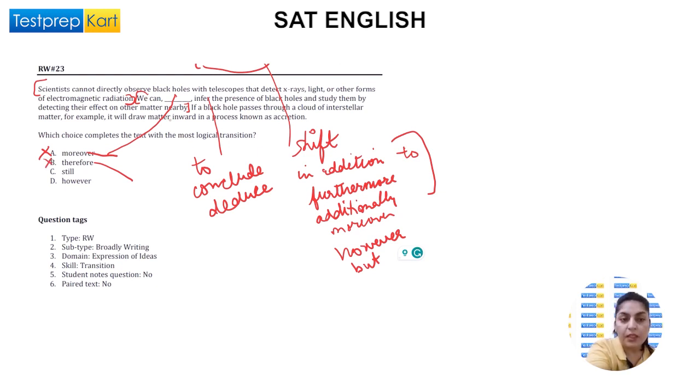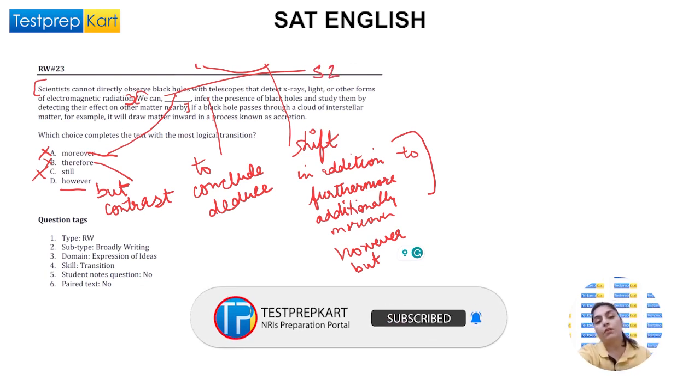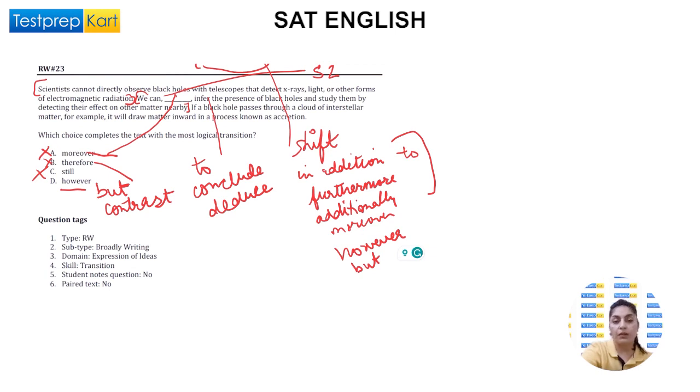Still is given when again we are adding one concept, one point, and we are giving more evidence to that. No. However means but. See here what will come. We can, however, we can, but. So however means but only. So this is our contrasting word. This is a word of contrast. And this is only the contrasting statement. This statement 2 is contrasting. That is why we will pick the contrasting word, which is, however, a transition word. Answer correct is D.